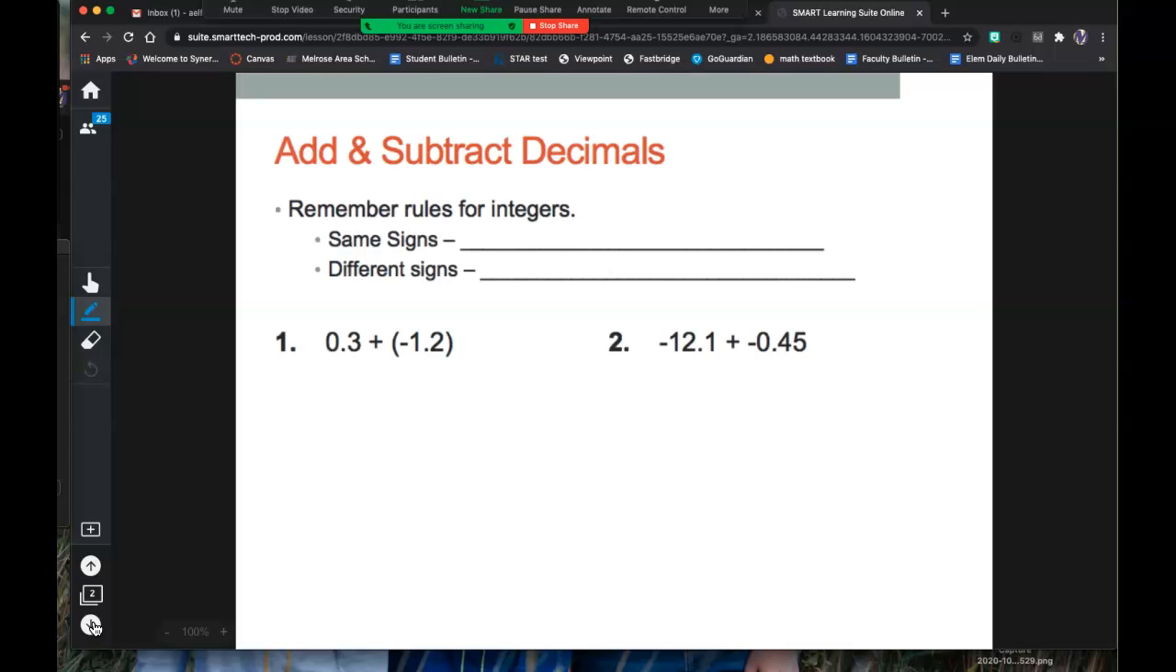So let's look at this first one here. We're going to start with decimals. And we have to remember our rules for integers because it's also going to apply to the decimals and fractions. Okay. So remember, same signs, add and keep. Hopefully this is showing up on your screen for you. And then different signs, subtract. Keep the sign of the bigger number.